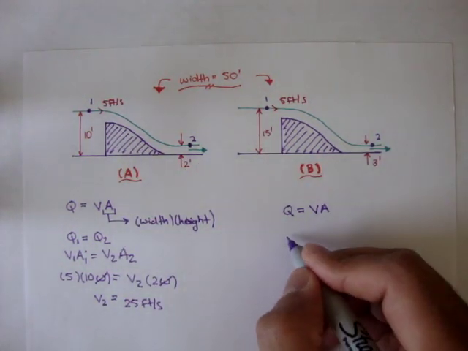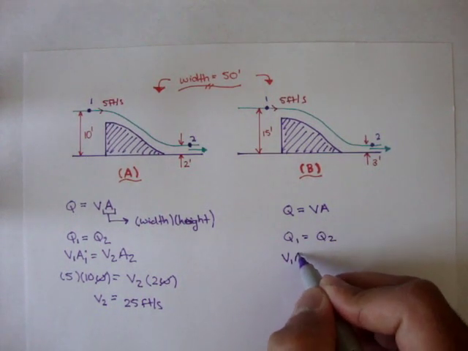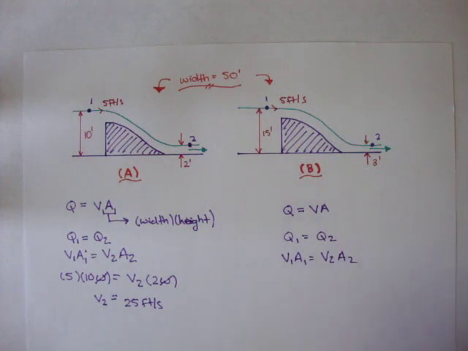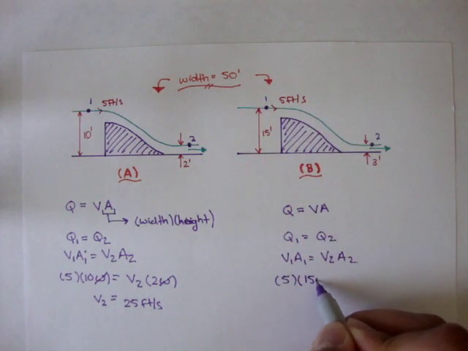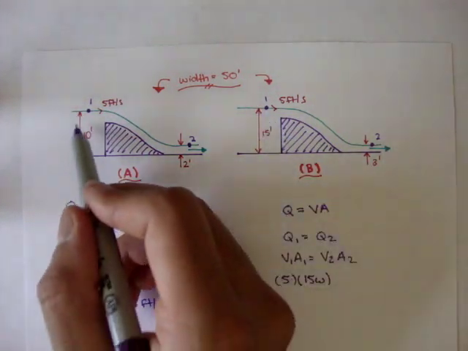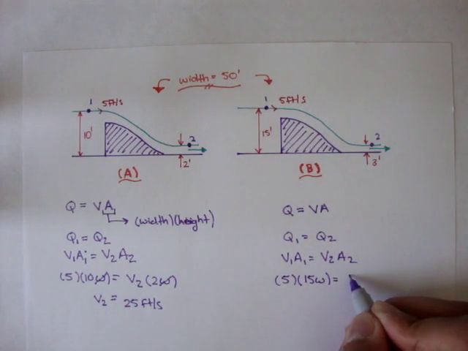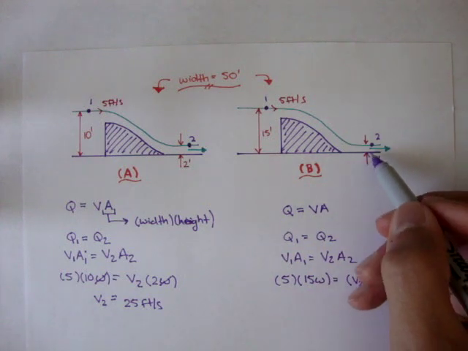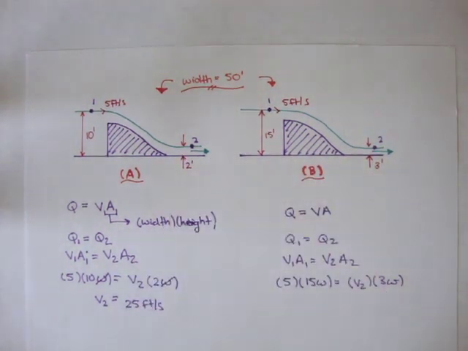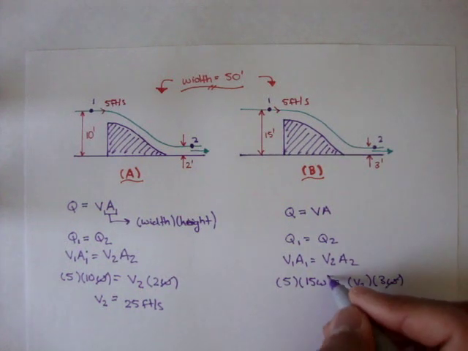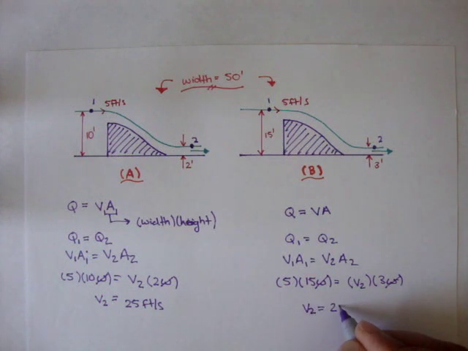So for scenario B, we also have Q1 equal to Q2. That means V1 A1 equals V2 A2. The velocity at 1 is 5. The area at 1 is 15 times W, 15 feet high. In this case, it was 10. 5 times 15W is equal to V2, which is what we're trying to find, times the area at 2, which is 3 times W, because here it's only 3 feet high, compared to 2 feet before. If we solve for V2 here, we get V2 equal to 25 feet per second.